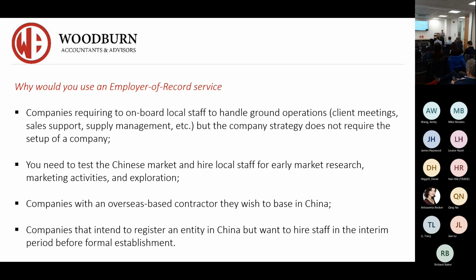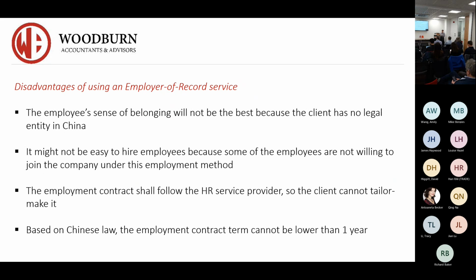And then once the entity is established and the bank account is opened, the staff are transferred over. Okay. So the disadvantages, again, the biggest disadvantage is really giving the sense of instability to that employee, a lack of belonging.